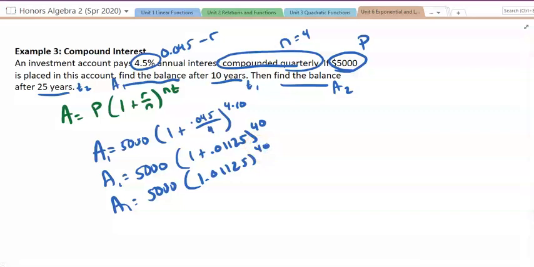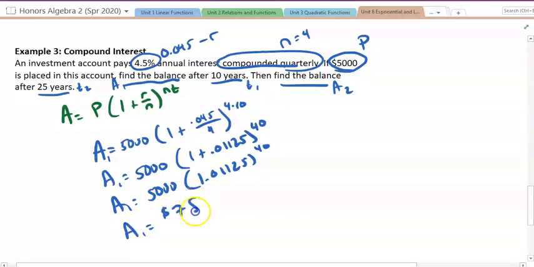When we plug all that in our calculator, this is not something you need to show, this middle step of what is 1.01125 to the 40th. Just type this entire thing in your calculator and get that our final amount after 10 years is going to be $7,821.88. Again, if we're dealing with money, 2 decimal places. If we're dealing with people, no decimal places. Understand what we are dealing with.